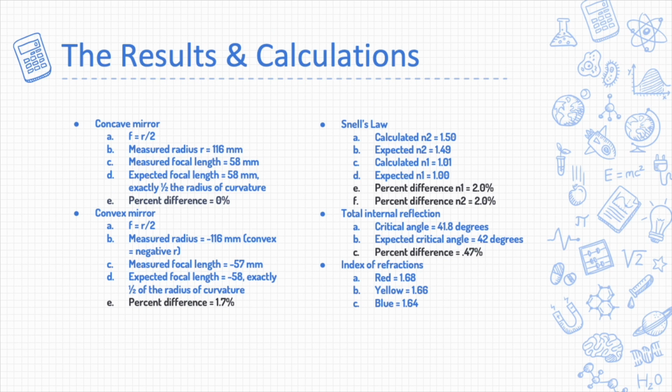And here are our results. For the concave mirror, our percent error was 0. For the convex mirror, our percent error was 1.7%. For Snell's law, our percent difference for N1 was 2%, and our percent difference for N2 was 2% as well. Our percent difference for total internal reflection was 0.47%. And here you can see the indices of refraction. They decrease as the colors decrease on the spectrum.